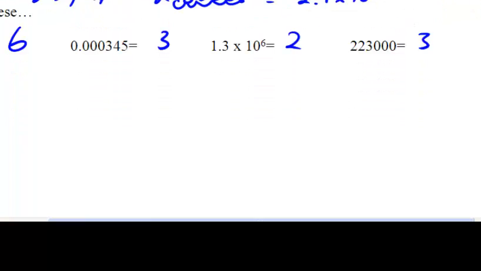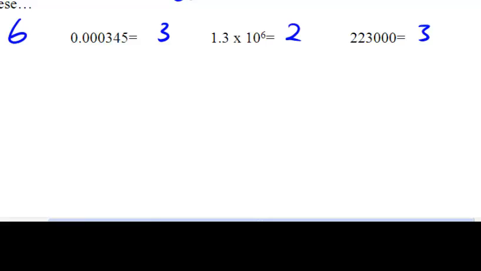Okay, so that is our introduction to significant figures. We're going to be trying a bunch of these in class, so hopefully that helped. And that's a nice quick one for you.